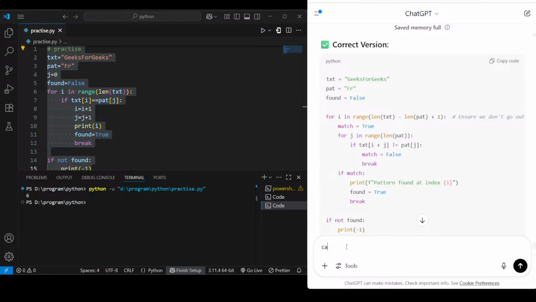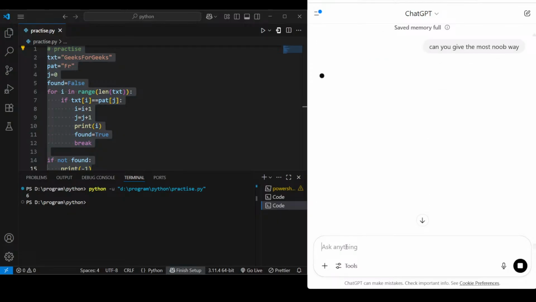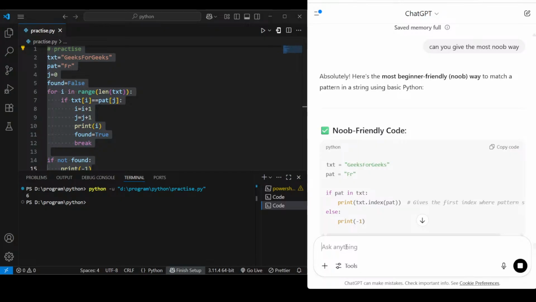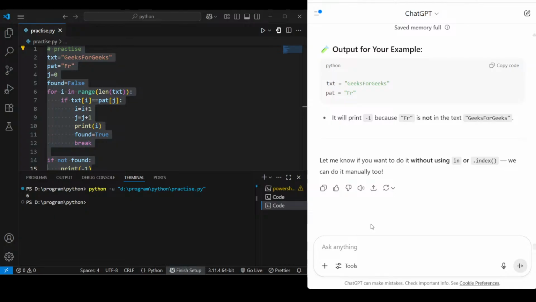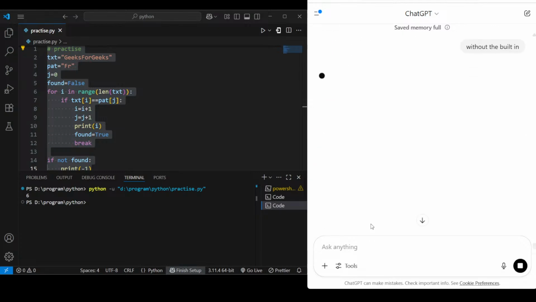This code is very big. Can you give the most noob way? Without the built-in... without the built-in.